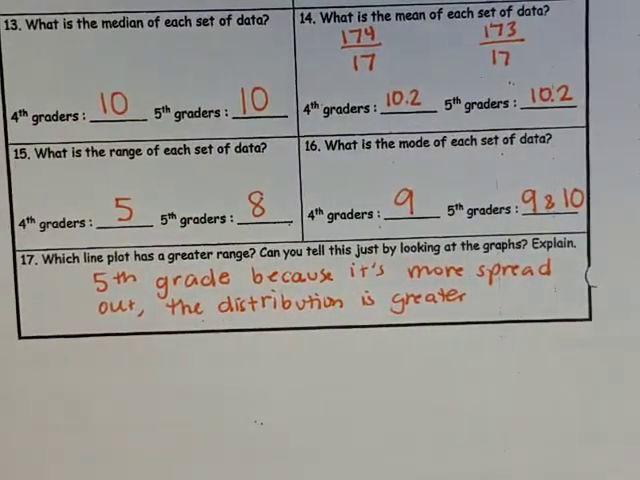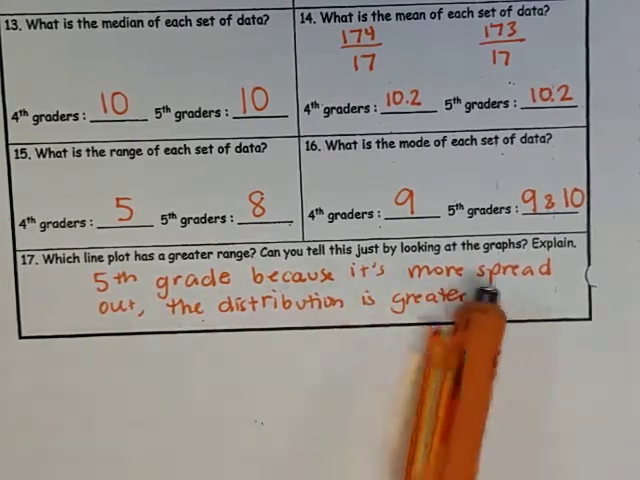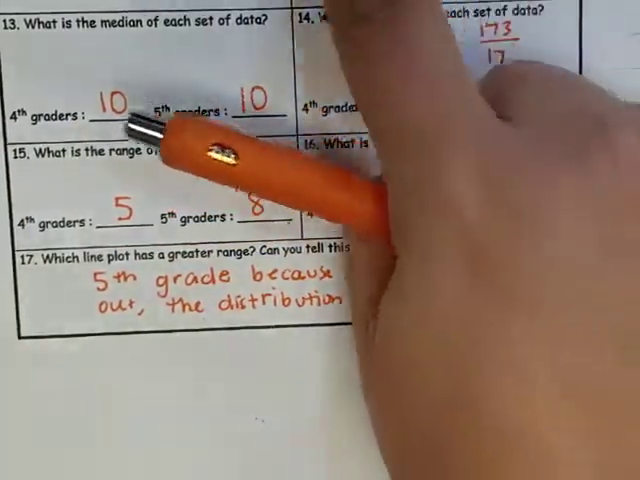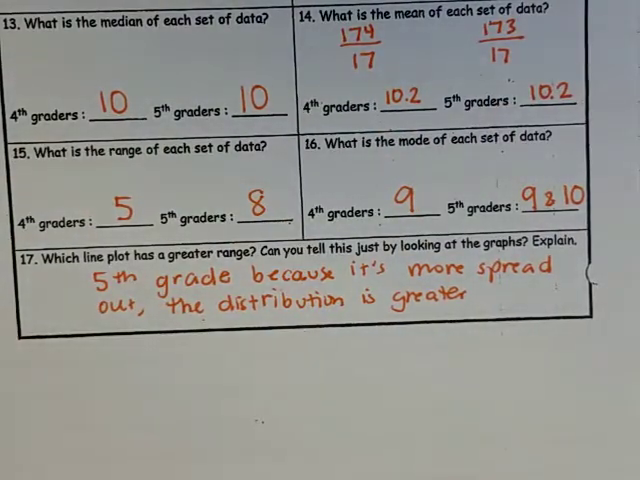And then the last question said, which line plot has a greater range? Can you tell this just by looking at the graphs? I said the 5th grade because it's more spread out, the distribution is greater. So because I go all the way from 6 to 14, I can see that the range would be larger, and I don't even have to really do the math to figure that out.